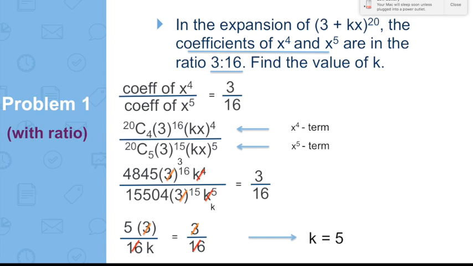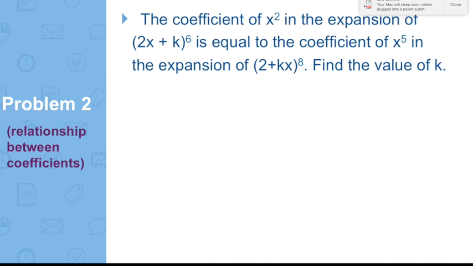All right. What about the second problem that involves relationship between coefficients? The coefficient of x^2 in the expansion of (2x + k)^6 is equal to the coefficient of x^5 in the expansion of (2 + kx)^8. Find the value of k. So what we meant by relationship is this. Coefficient of x^2 is equal to the coefficient of x^5. Sometimes it is coefficient of this is twice the coefficient of this. And then from there we can come up with our equation.